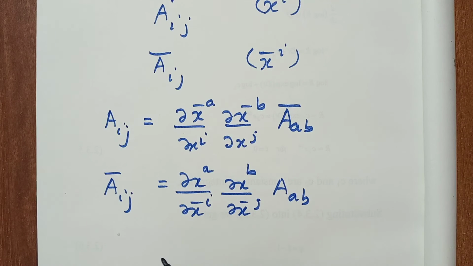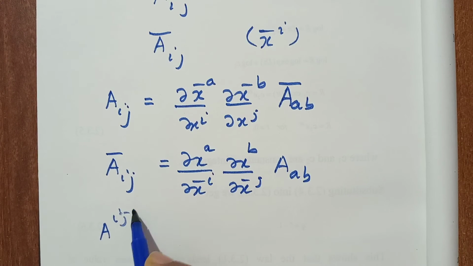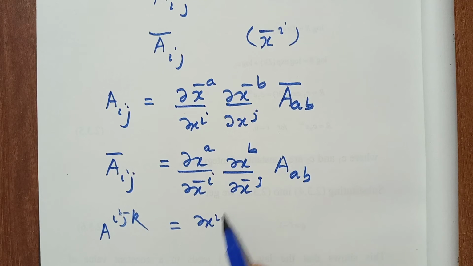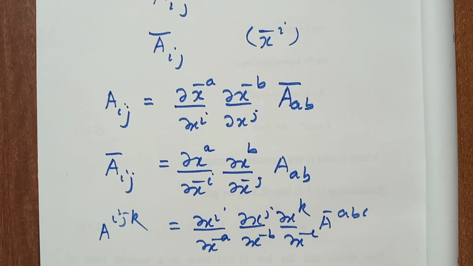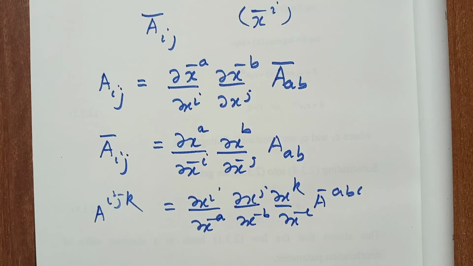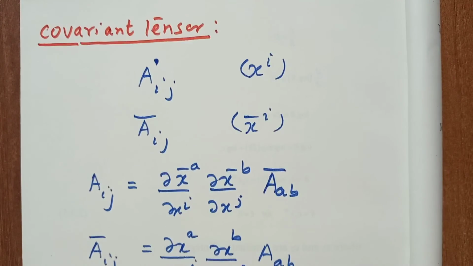You can also explain for more than 2. If the order is 3, similarly A_ijk is del x^i upon del x bar^a, del x^j upon del x bar^b, del x^k upon del x bar^c, A bar_abc. Okay, so this is very easy. Similarly, from bar to non-bar we can write in the same fashion. So this is the definition of a covariant tensor of higher order.